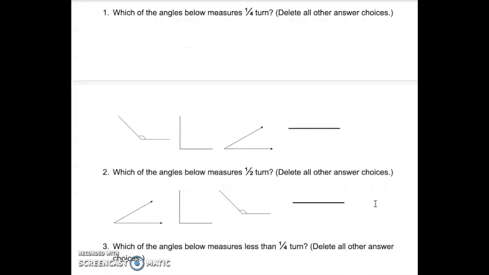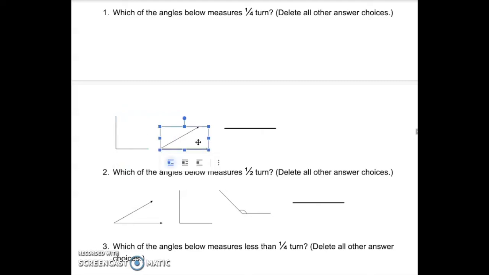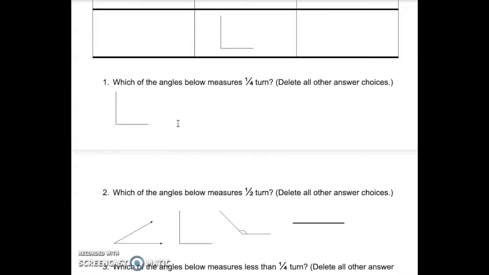The questions below the table are about turns. So I'm going to do one of them with you as an example. Which of the angles below measures 1/4 turn? Delete all other answer choices. So I need to find the angle that is 1/4 turn. It's actually this one. So I'm going to delete the other answer choices. So to delete it, I would click and press delete. Things are going to move around. That's okay. All right, and then I click and delete, click and delete. And then I would leave my page like this. This is what your page should look like after you have your answer.